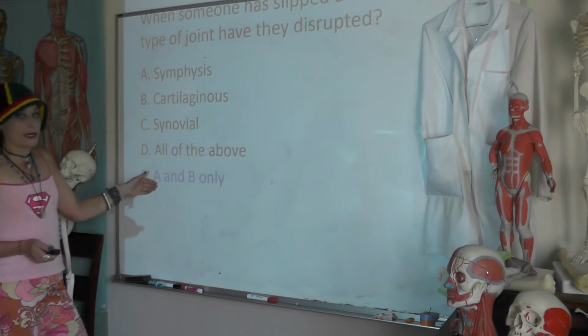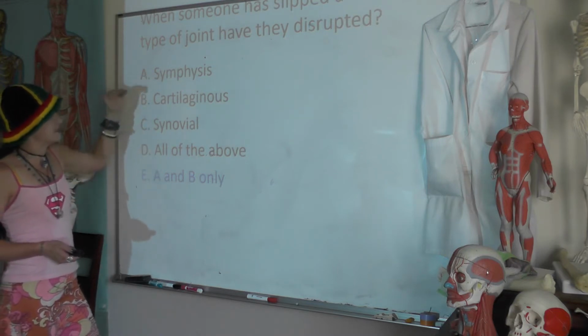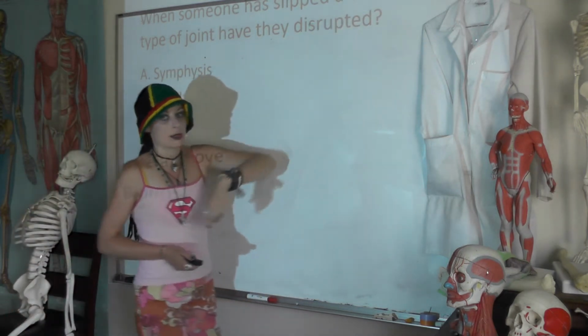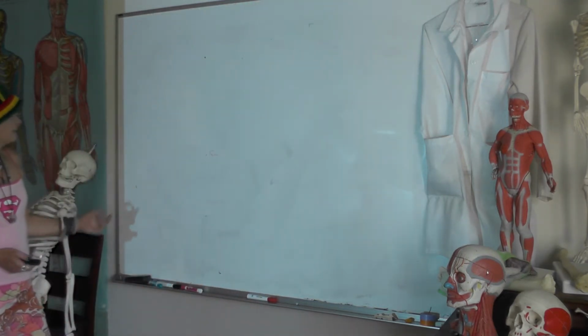Yeah, you're right, this time it is A and B only because the symphysis is a cartilaginous joint. Your intervertebral discs are those, so that's the answer.